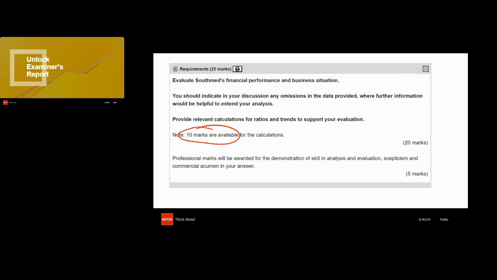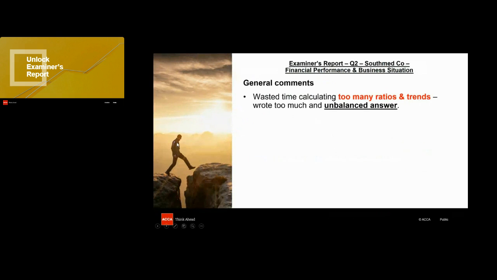There are students who kept on doing too many calculations, too many ratios, too many trends. A very unbalanced answer is not going to fetch you any additional marks. So it was observed that candidates wasted a lot of time doing too many ratios and trends. They wrote a very unbalanced answer.